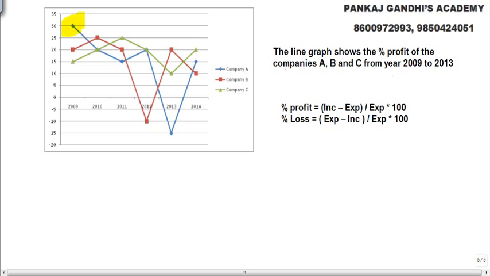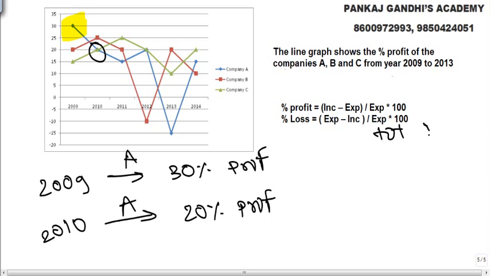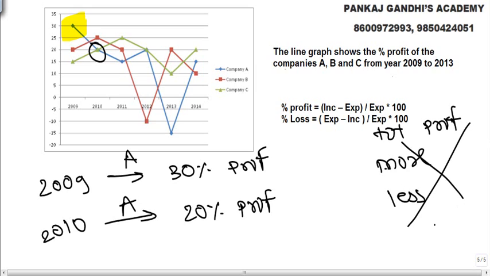If you look at company A, it means in 2009 company had 30% profit margin. 2010, A had just 20% profit. Does it mean total profit 2009 ka is more and 10 ka is less? No. Here company made 30% profit, here 20%.